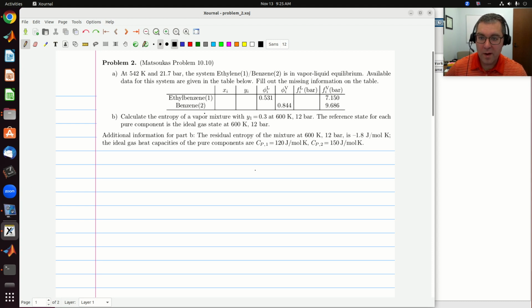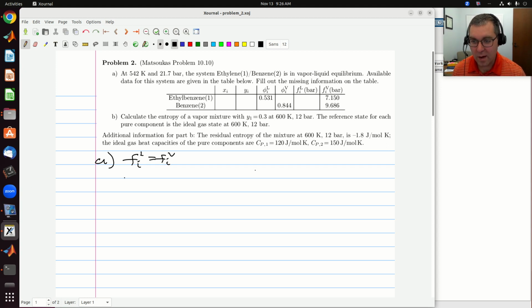All right, so we have a binary system at vapor liquid equilibrium. Let's solve problem A, and then we'll move on to B. The key is, if I have a system at vapor liquid equilibrium, I need to remember what I actually have to work with. The key in chapter 10 is that the fugacity of component i in the liquid is equal to the fugacity of component i in the vapor.